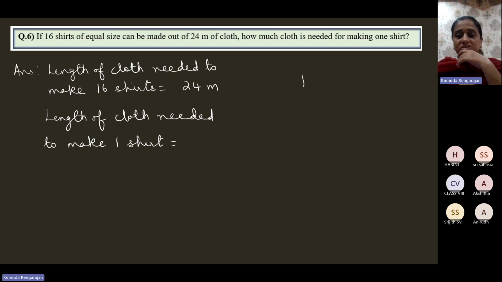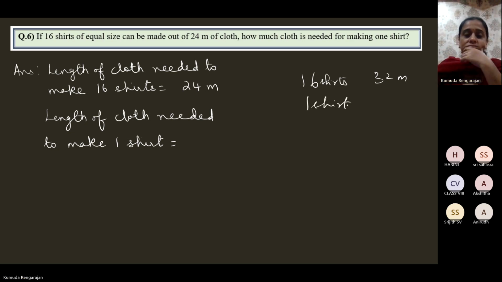So say for 16 shirts, you need 32 meters. For example, you need 32 meters of cloth to make 16 shirts. Then for one shirt, how many meters do you need? In this example, 2 meters, ma'am.